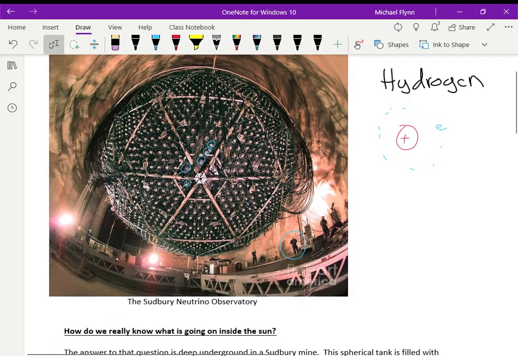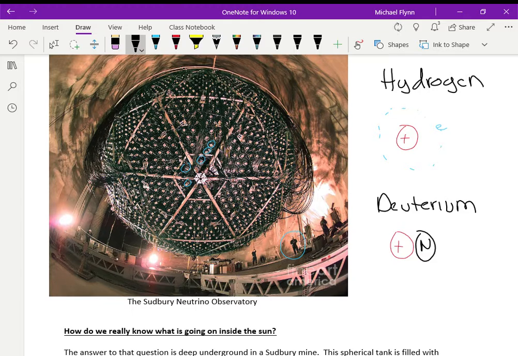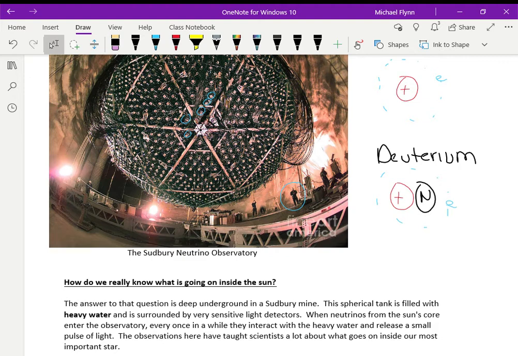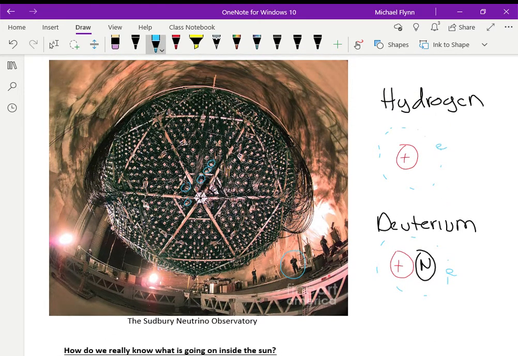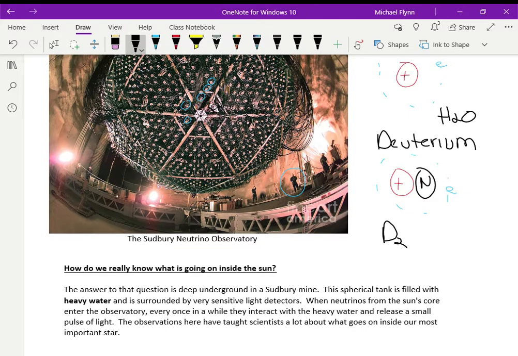For heavy water, there's a version of hydrogen called deuterium. It's still hydrogen because it has one proton, but stuck to the proton is a neutron. It's neutral, that's why we call them neutrons, and it's stuck inside the nucleus of the atom. There's still one electron going around. Normal water is H2O, the water that makes up most of your body. Heavy water has deuterium instead of hydrogen. It's still hydrogen, but about 20% heavier. So it's D2O.